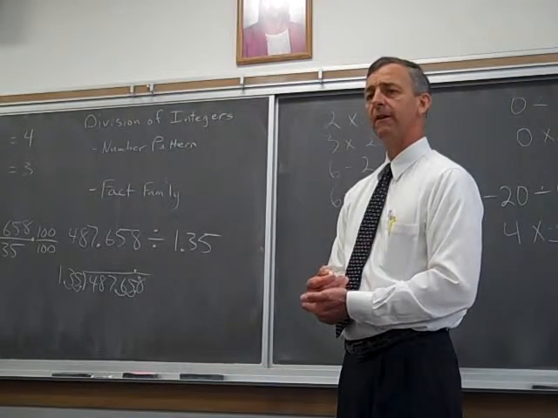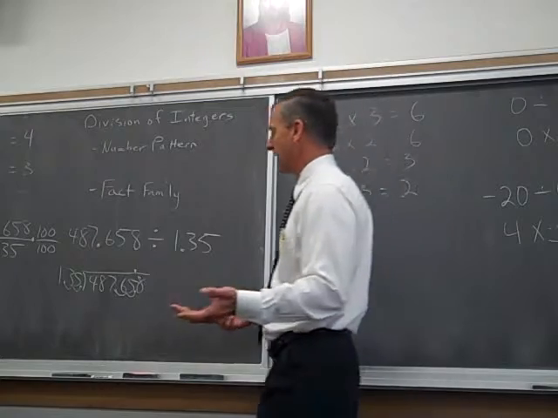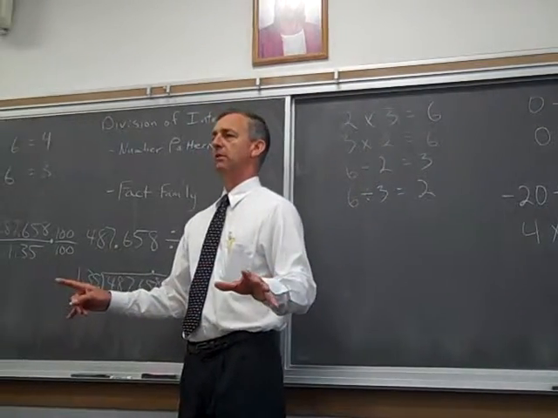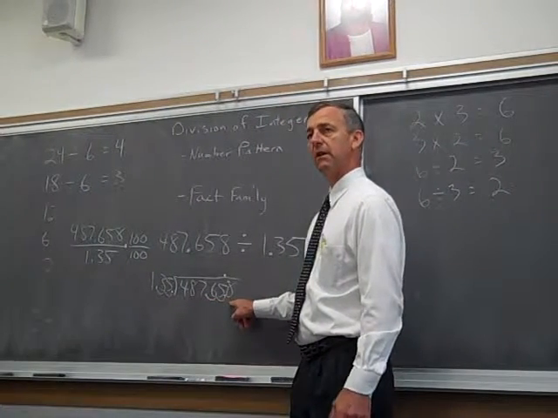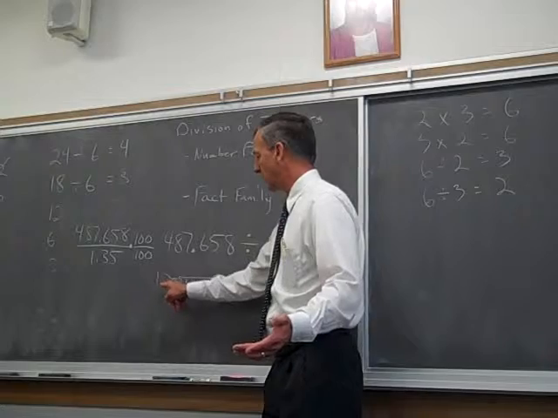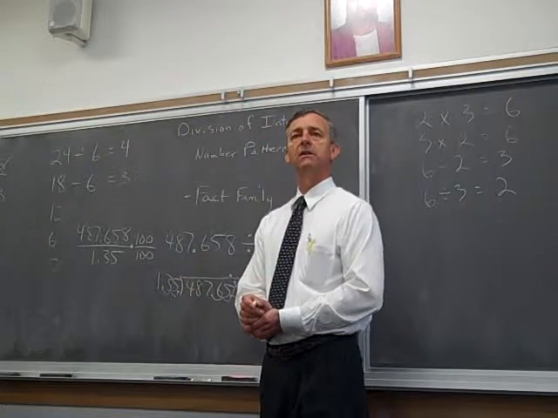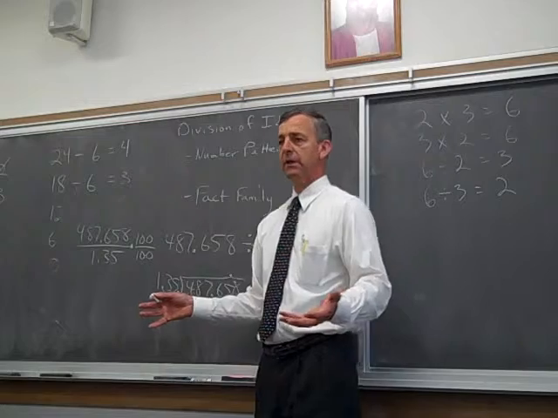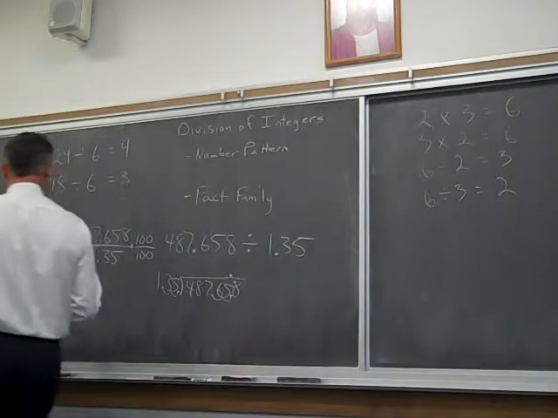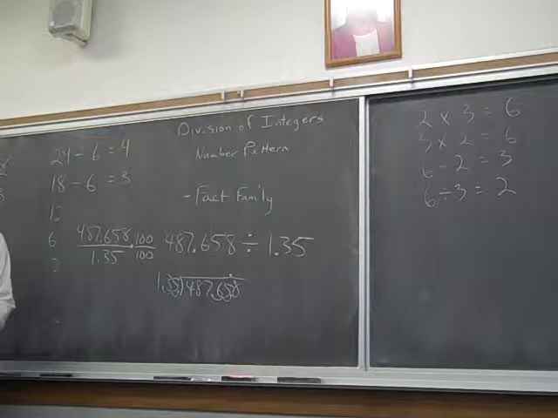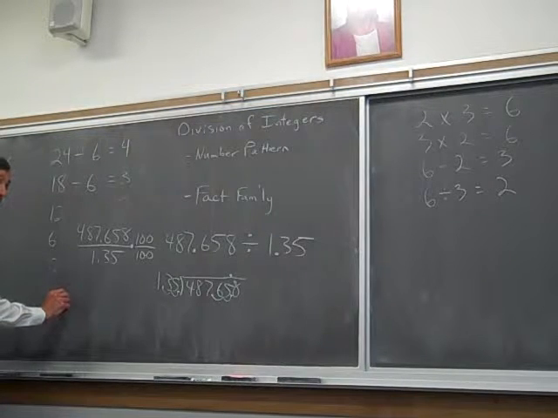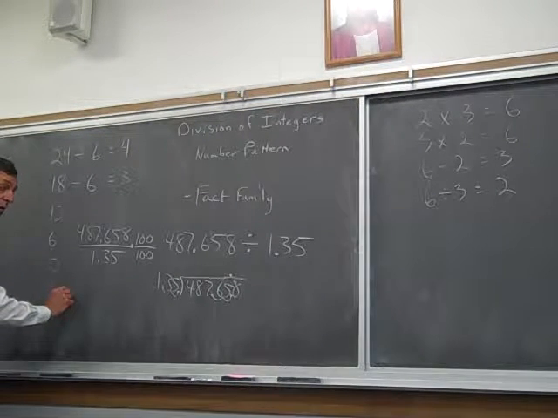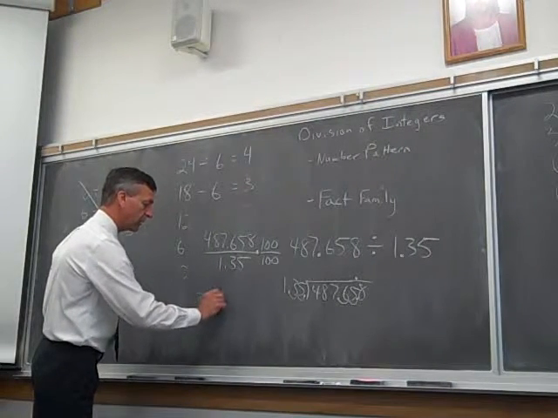In fact, grab your calculator and don't touch your decimal button at all. Just go 487,658, hit divided by, and then 135. No decimals at all. Get the answer. 487,658 divided by 135. What did you end up with? 3612. Pardon? Sorry, 36. 3, 12. 6, 1, 2.